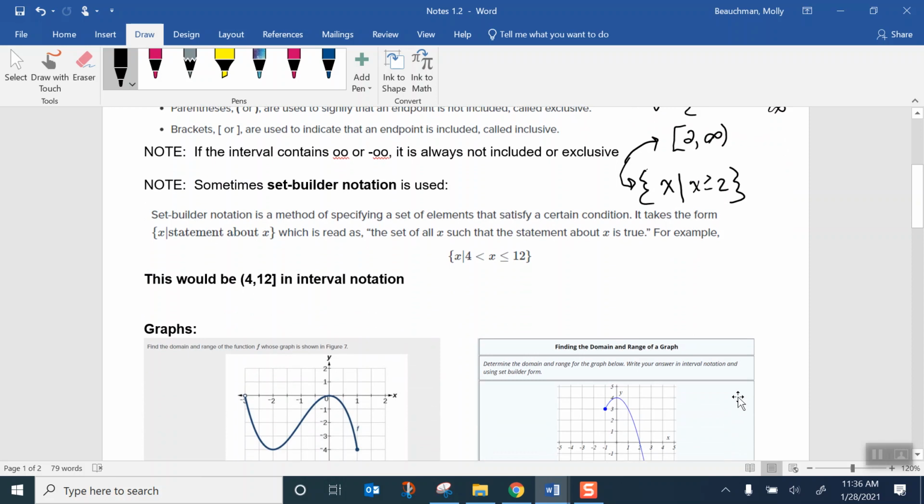Okay, so another example, I've got set builder notation. The set of all x's such that 4 is less than x is less than or equal to 12. If you were to graph that on a number line, you would have an open circle at 4. You would have a closed circle at 12, and it would be all the values in between. So in interval notation, you would have a parenthesis because 4 is not included, 4, comma 12, and then you would end with a bracket because 12 is included.